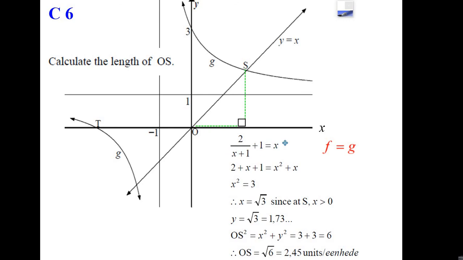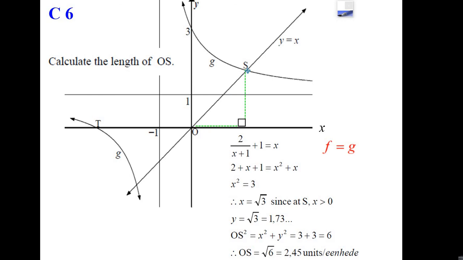Now you multiply everything by x plus 1. You just get 2 here. The x plus 1's cancel. 1 times x plus 1 is x plus 1. And x times x plus 1 is x squared plus x. Well, you subtract the x's from both sides and you get x squared equals 3. Take the square root, and now you have the x-coordinate of S. x equals root 3. But since y equals x, the y-coordinate must also be root 3. So you know it's root 3 and root 3 here.